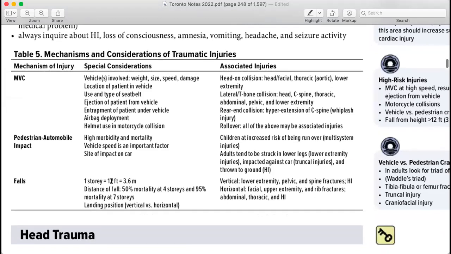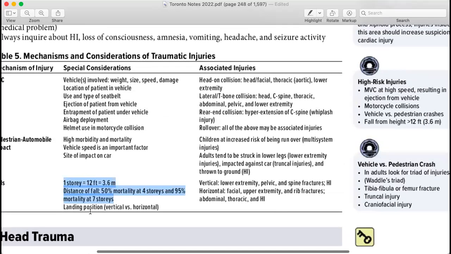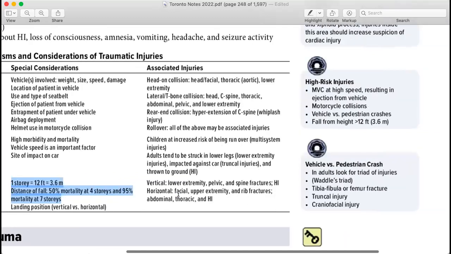this is important. How high was the fall? One story is 12 feet, about 3.6 meters. A fall from the fourth story carries 50% mortality. If they fall from 7 stories, then 95% chance of dying.